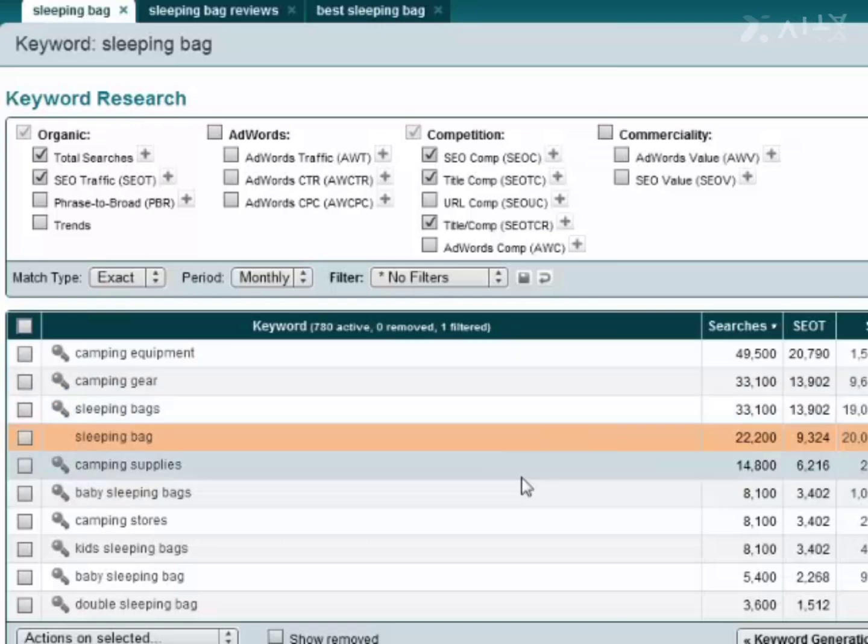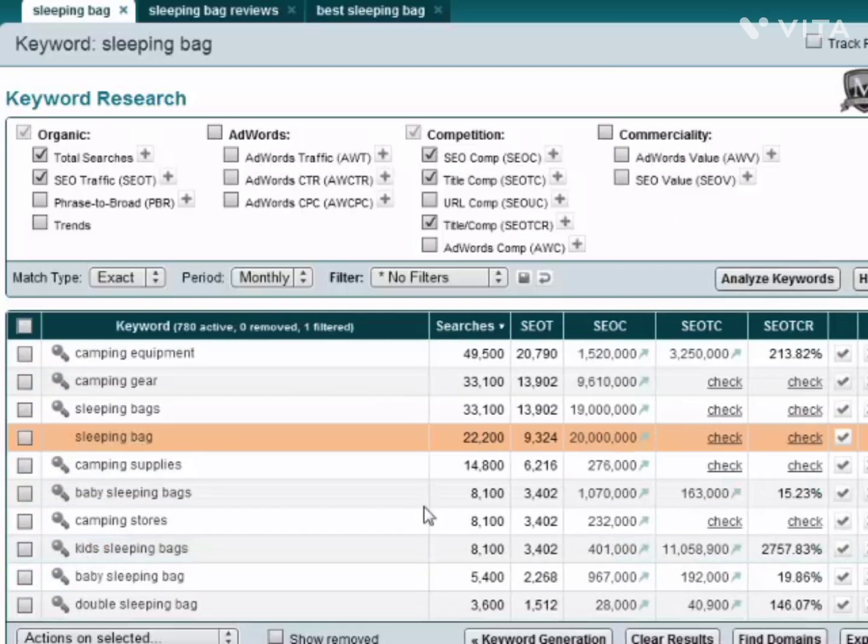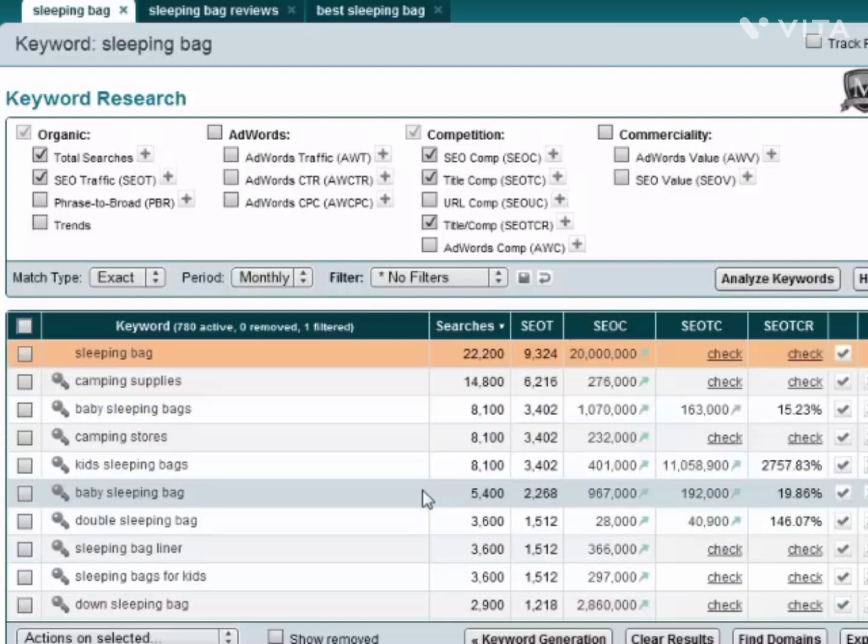So that pretty much covers keyword research. Again, you want to start looking for some low competition keywords. Let's say my initial idea was kids sleeping bags. Let me bring this back over here. So let's say my initial idea was kids sleeping bags, and I go ahead and bring that up, and there's 11 million websites using that in their title tag. Right there, I'll just cross that one off the list. Too much competition.